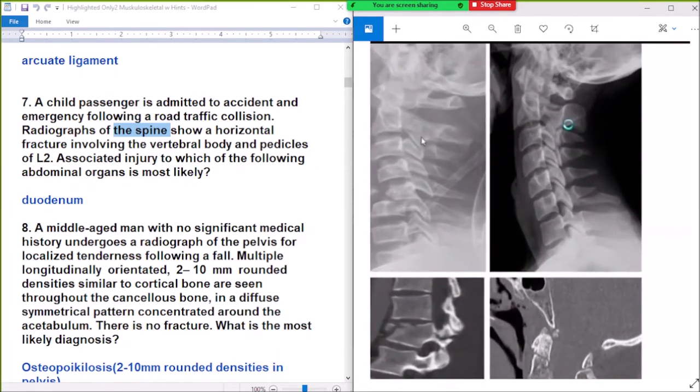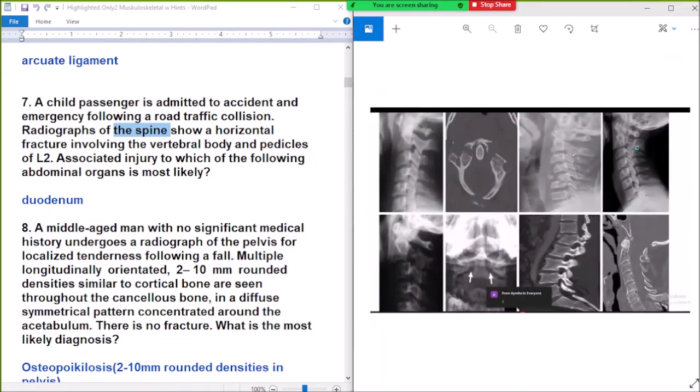A radiograph shows a horizontal fracture involving the vertebral body and pedicles of L2. Associated injury to which organ? Duodenum. What is the diagnosis? Chance fracture.